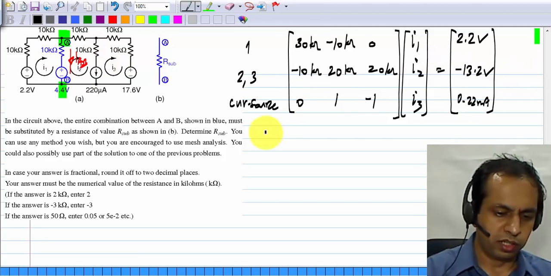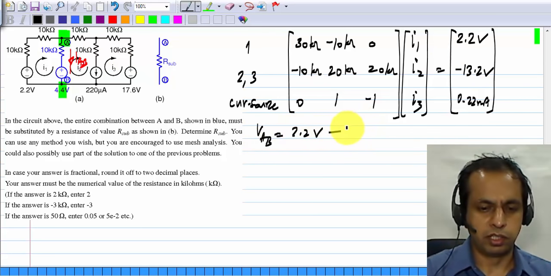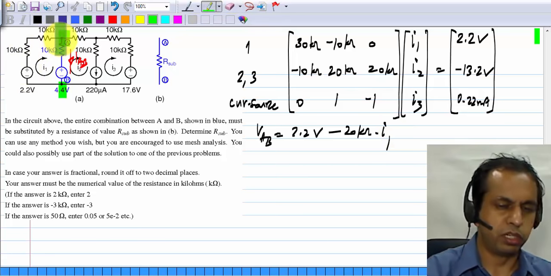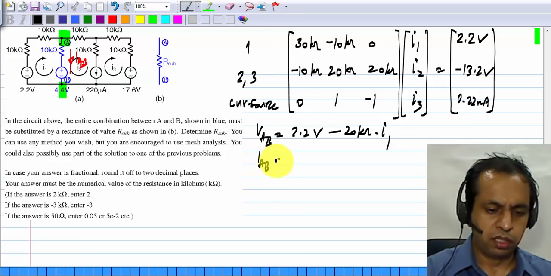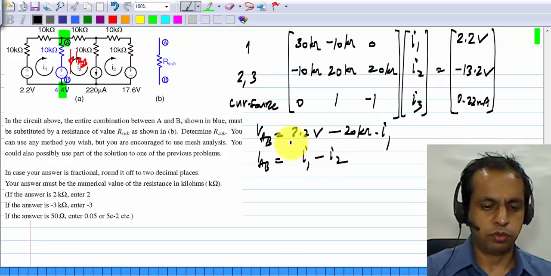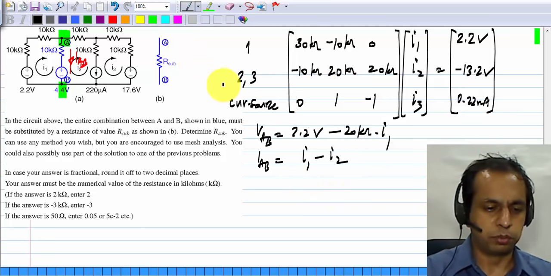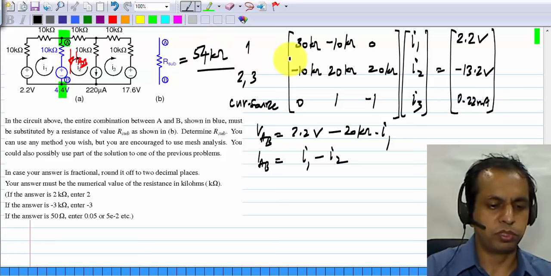So you know that basically VAB is 2.2 volts minus 20 kilo ohms times I1, that comes from here, and you also know that IAB is I1 minus I2. So if you divide by that, you will get the resistance that you have to substitute, and if you calculate it correctly, you will find that it has to be 54 kilo ohms.